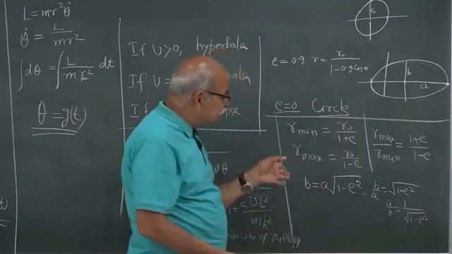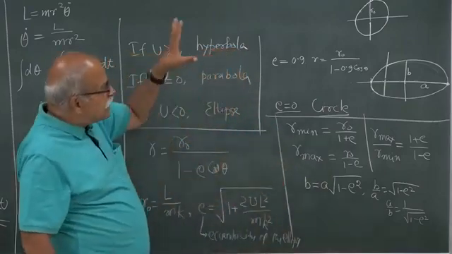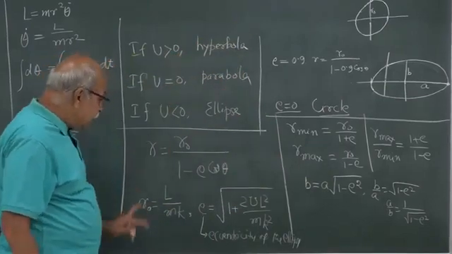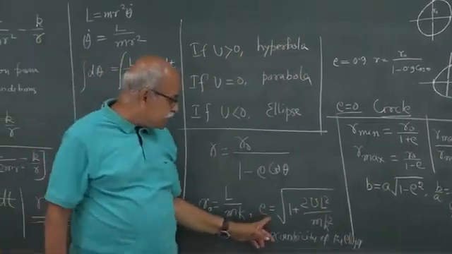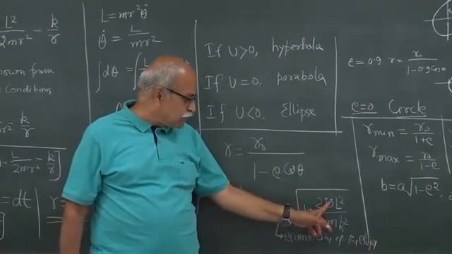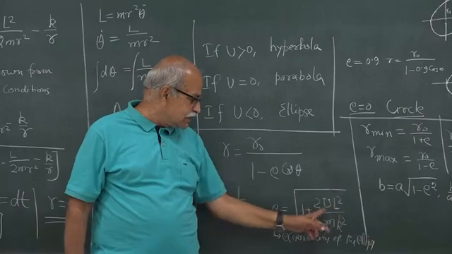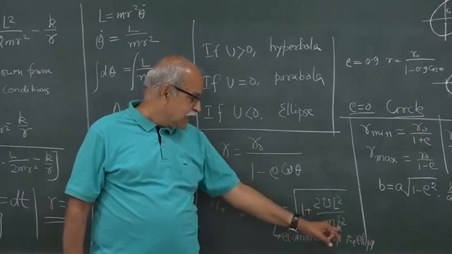So this eccentricity decides the shape of the ellipse, and physically the eccentricity depends on these quantities: total energy and angular momentum, which are constants, and then of course the mass of the particle and the force.